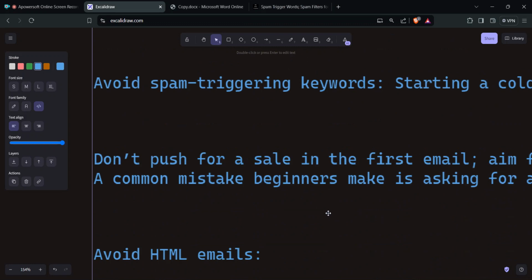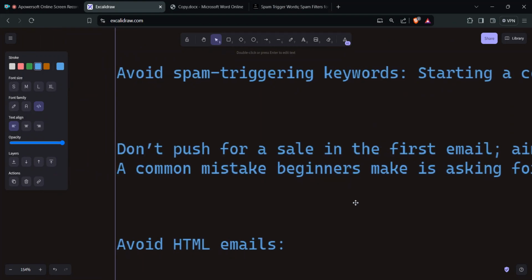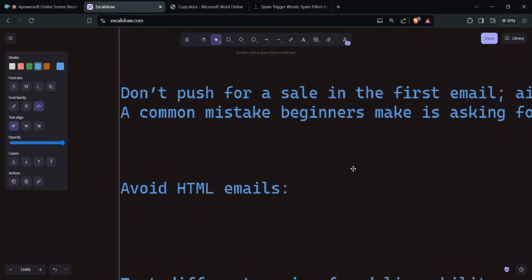The other thing is, don't push for a sale in the first email. This is a big mistake that I've seen a lot of people make. Don't push for a sale in your first email. Aim for a meeting, a reply, or a place whereby you can have a chance to have a conversation with this person, or a very simple and straightforward way through which they are going to engage with your service or product. So that is straightforward. Don't push for a sale in your first email.